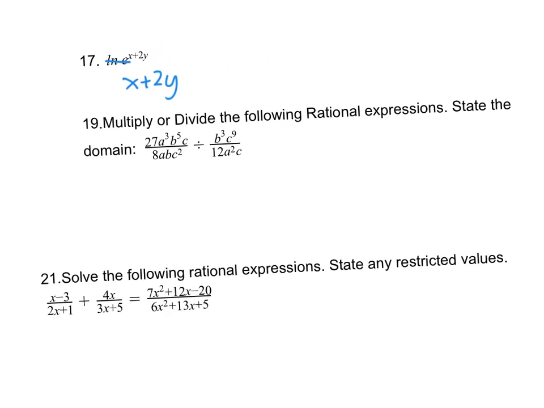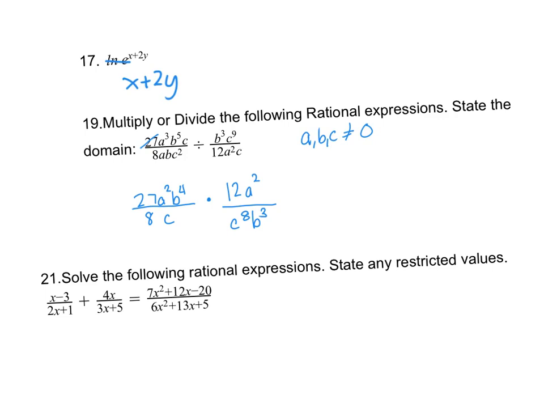Multiply or divide the following, state the domain. Well, we know that a, b, c cannot equal 0. I'm going to simplify. So 27a squared, 8, b to the 4th on top, c to the 1 on top, times 12 goes on top, a squared goes on top, c to the 8th, b to the 3rd goes here.